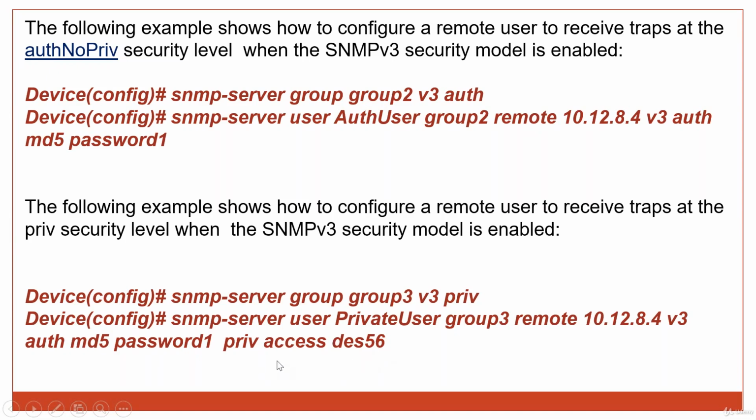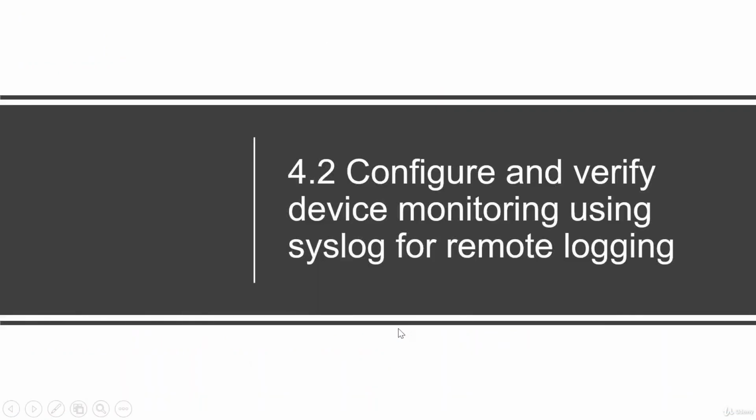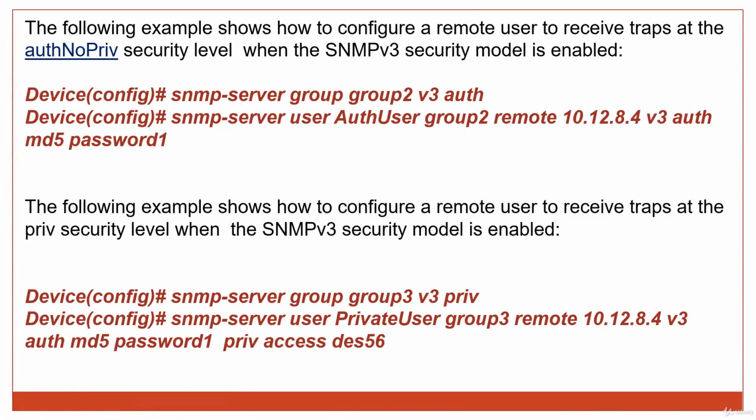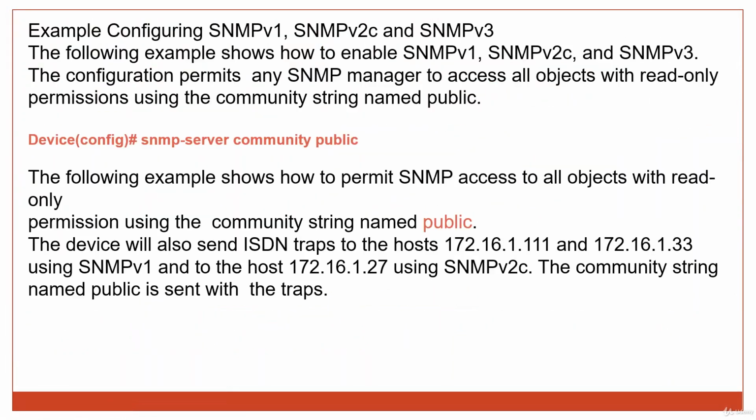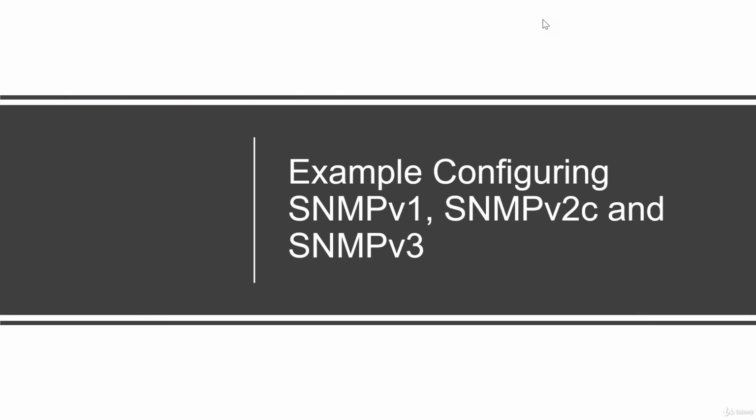We know that the encryption we are using is DES, 56 bits of encryption with the DES algorithm. So here you can see that it includes everything, auth and priv. You have the authentication, auth MD5 password, and then you have the encryption as well, like priv access for this particular user, that is the private user. Okay, so this was the summary of what we have studied so far.